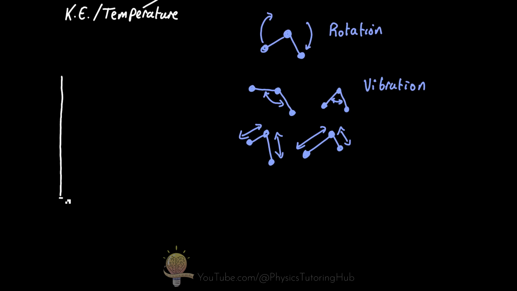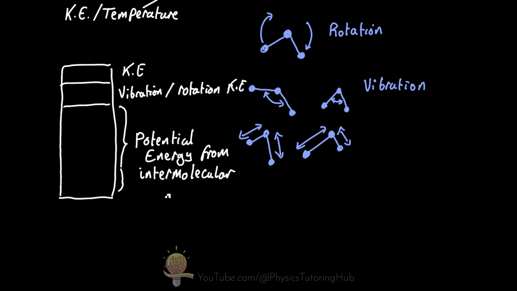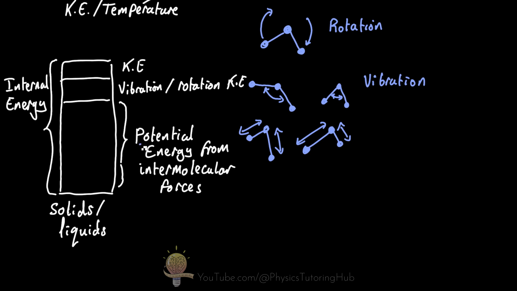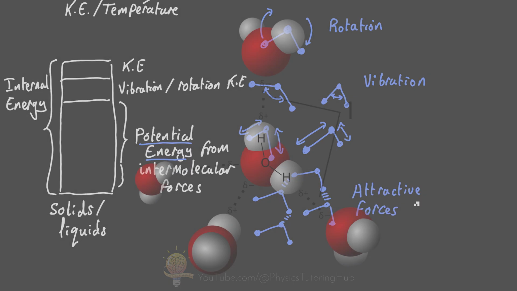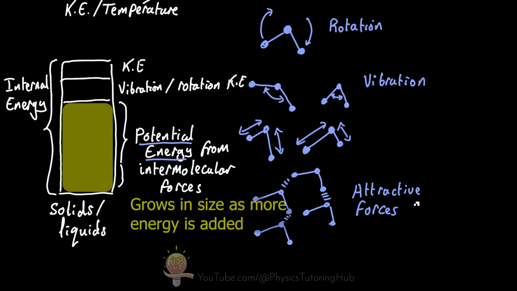And the final part of this internal energy consists of the potential energy associated with the intermolecular attractive forces between atoms and molecules of solids and liquids. So for example, molecules of water exhibit hydrogen bonding between the molecules of water. And energy must be put into the water to separate these molecules of water, giving the water added potential energy.